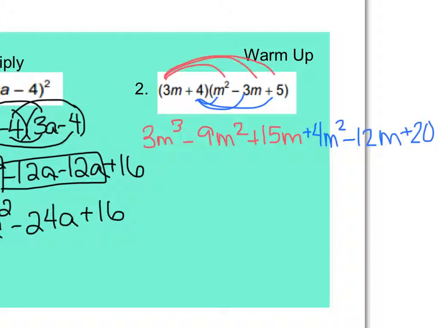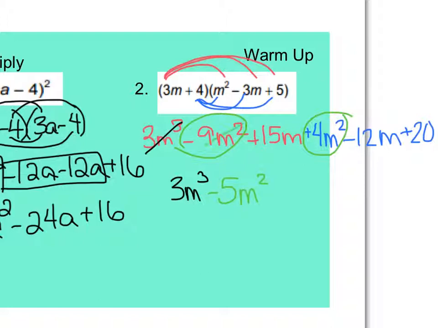3m cubed does not have any like terms, so it comes down. Negative 9m squared and a 4m squared come next, so that's negative 5m squared. I've got a positive 15m and a negative 12m, so that combines to be 3m. And then last but not least, we've got that 20 at the end. So that should have been your answer for number 2.